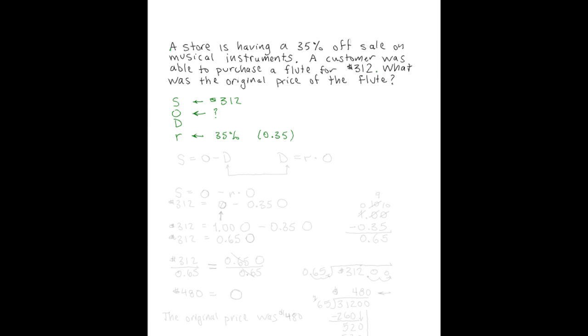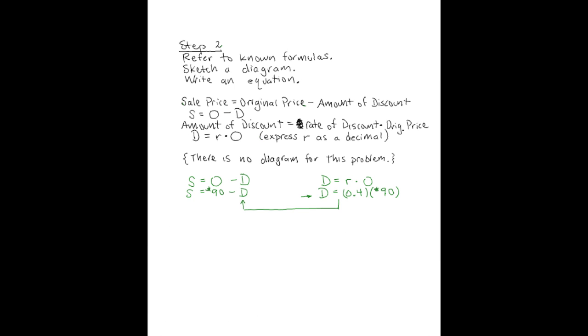So step 1 was to read, reread, assign a variable, and write other quantities. I think we've done that sufficiently. So now we can move on to step 2. Refer to known formulas, sketch a diagram, write an equation. Again, there is no diagram. The known formulas are the same known formulas that we used back in the previous problem. So I'll just remind you what those were.